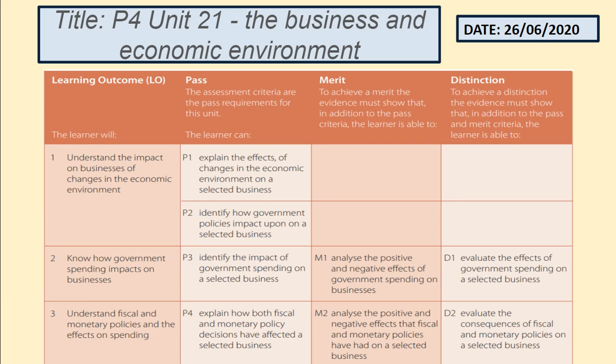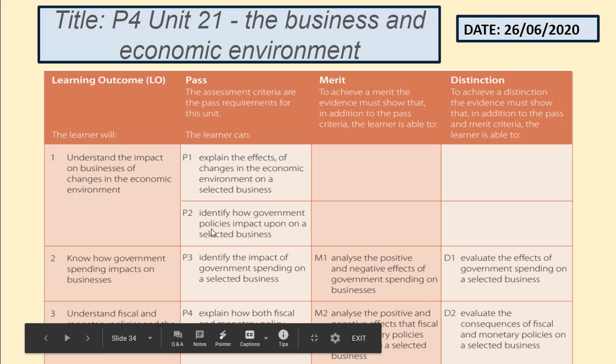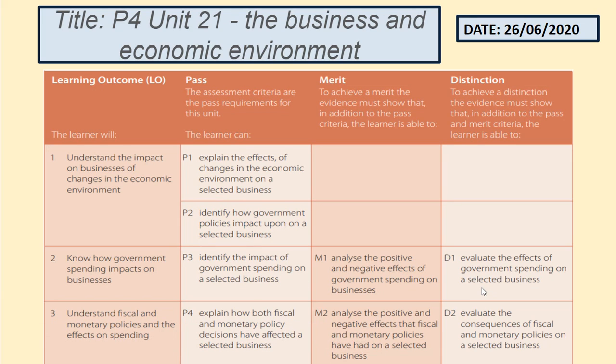So basically, what we've done so far is P1, P2, P3, M1, and you should be done with M1 and D2 and D1. A few of you have not finished it, but you really should be done with it by now because if you don't finish it, then you're not going to get a merit or a distinction, you're just going to get a pass.